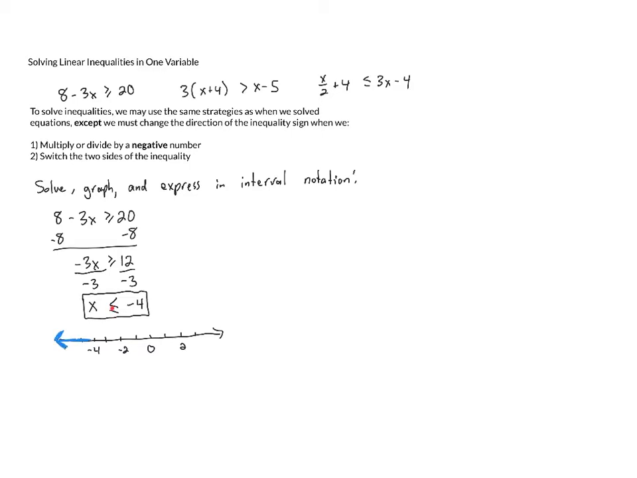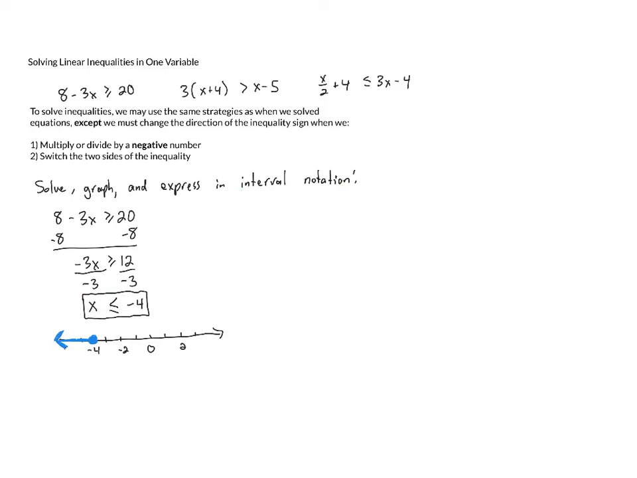And because it's allowed to be equal to negative 4, that means that I'm going to put either a closed circle or a bracket. Either method is fine. I default to open and closed circles, but you're welcome to use brackets and parentheses. So here we have our graph. We've got the solution. We've got the graph. Now we need to express it in interval notation.